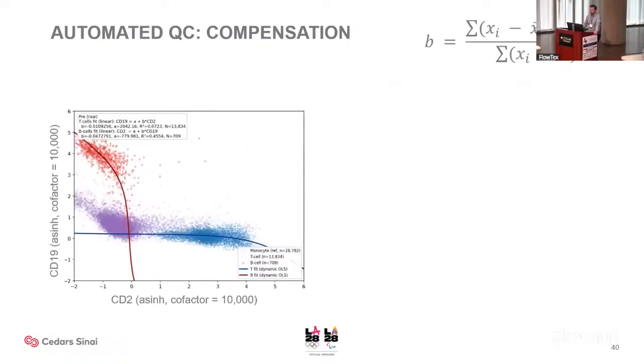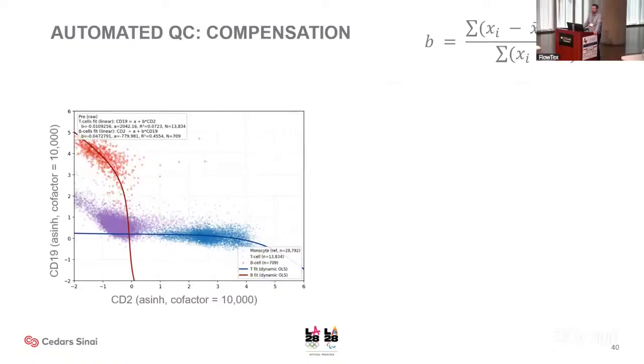So the other issue that we had with that is you're not always going to find a double negative population for the combination you're looking for, and it might be hard to find a single positive. So we thought about, can we actually work with the variation of expression for CD2 here and the variation of expression of CD19?